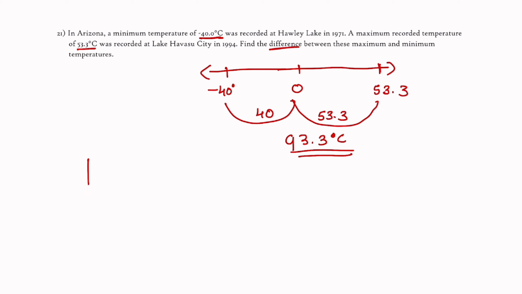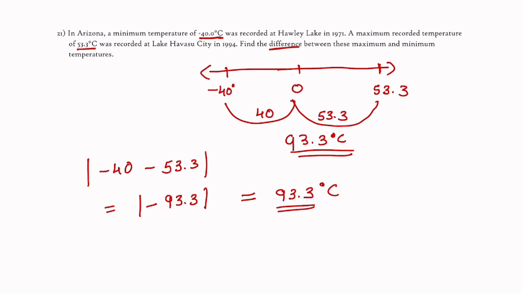If you want to do with absolute value, this is the method: minus 40 because that's a minus temperature. Minus, we are finding the difference. So you put minus 53.3 which is minus 93.3. We use absolute value because we are finding the distance and the distance is not negative. That's the answer. Either way, you get your answer.